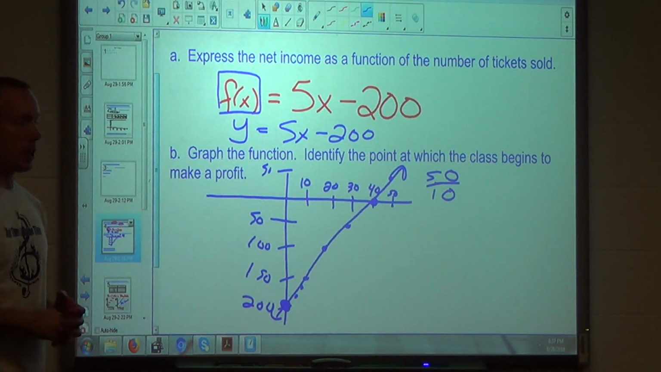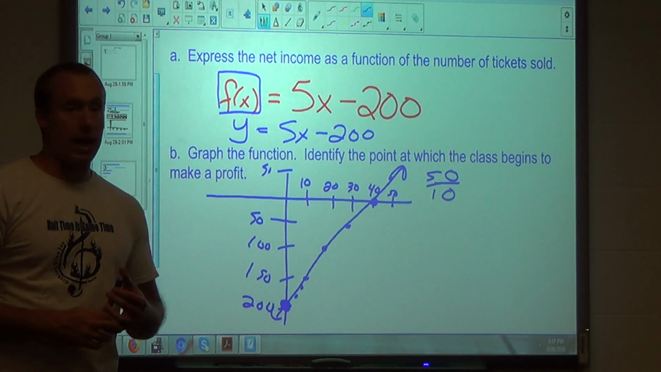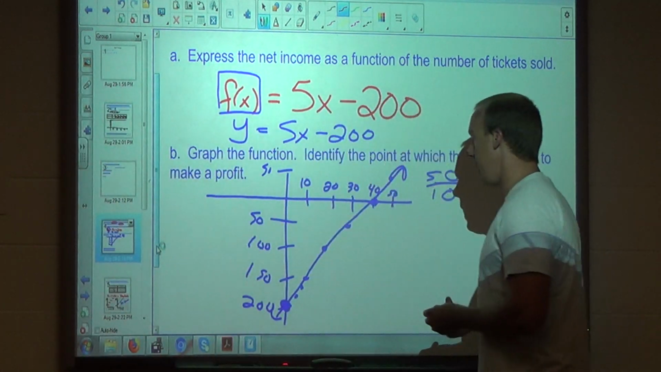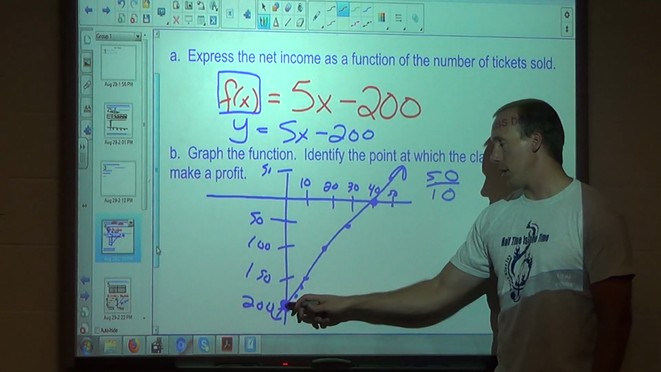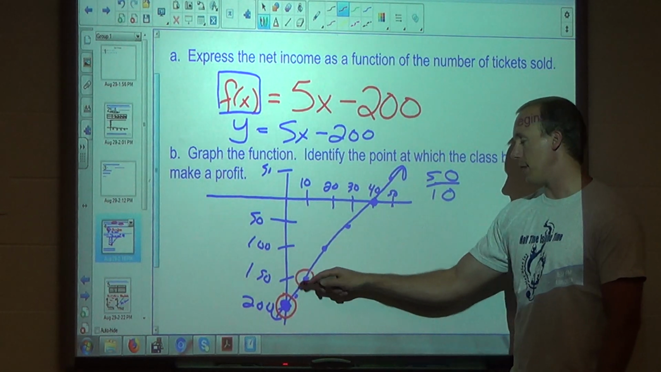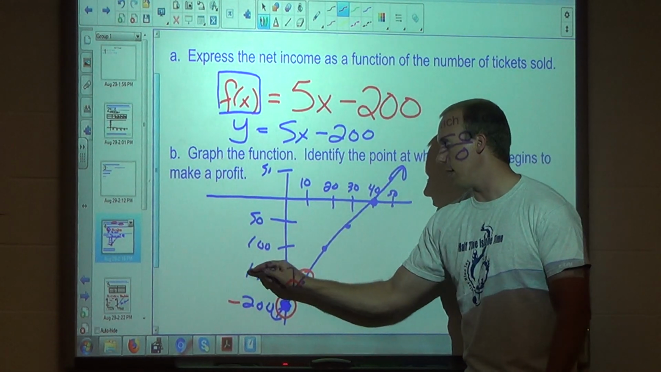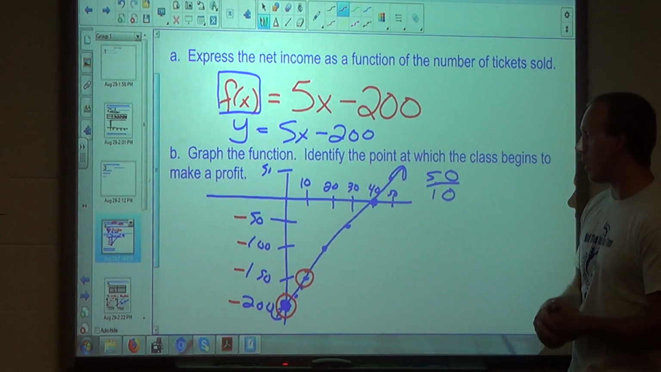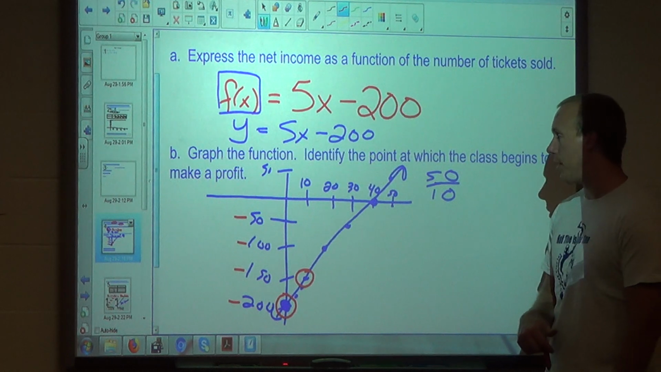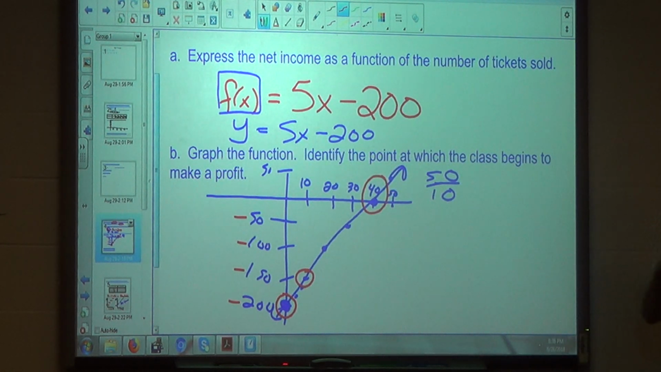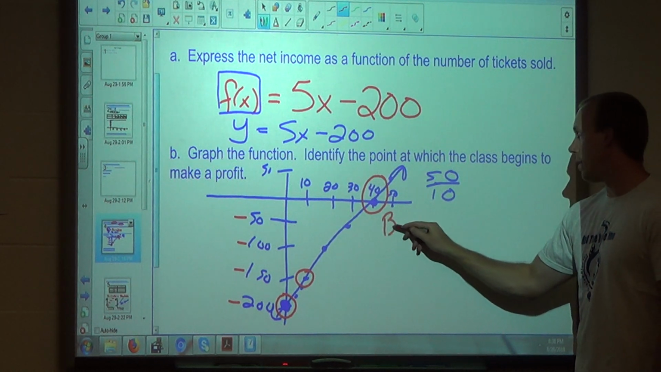The question says identify at what point the class begins to make a profit. So when are they going to start making money? At 0 tickets they're down $200. At 10 tickets they're still down, these should be negative on those, money. Where are they going to eventually start crossing over and getting into the positive values? That answer would be right here at 40. 40 is called the break-even point.